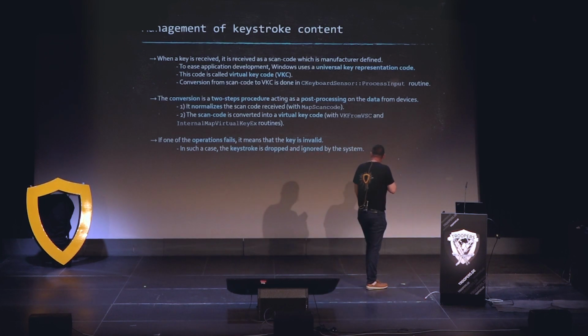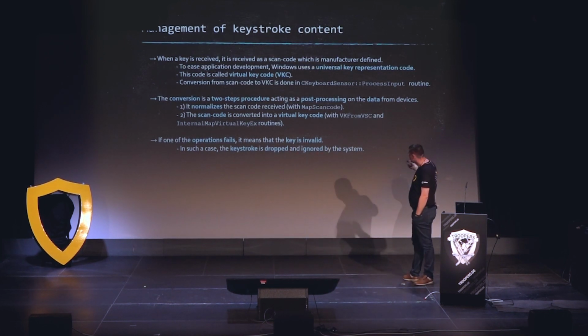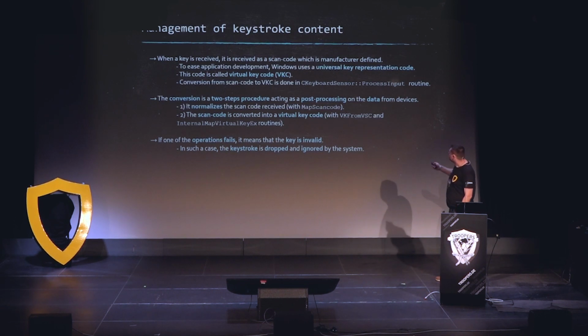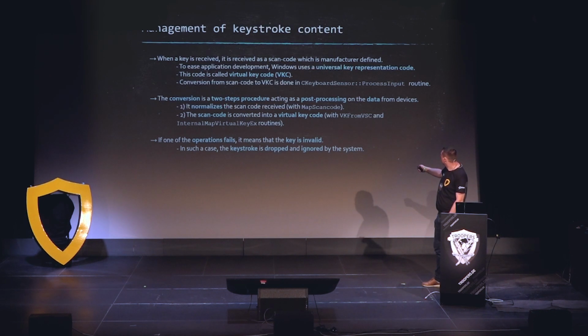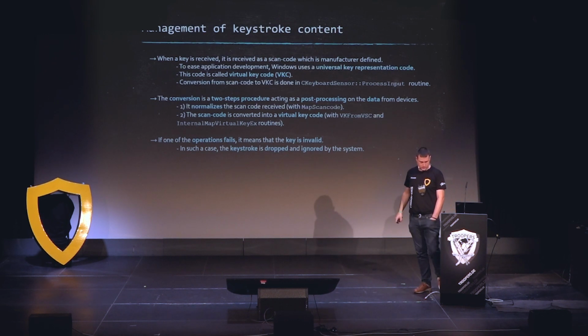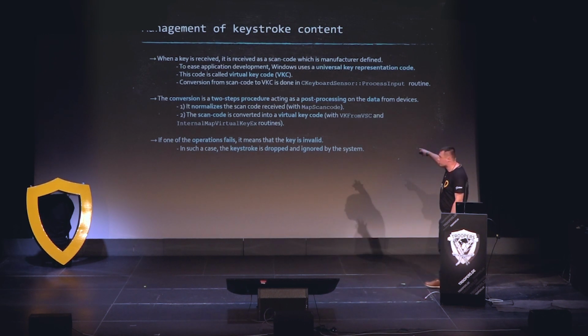First, there is a translation from scan code to virtual key code to have a universal key representation. This conversion is a two-step procedure. The first is to normalize the scan code received with the MapScanCode routine. And the second is to take this scan code and convert it to a virtual key code thanks to the VirtualKeyCodeFromVirtualScanCode and InternalMapVirtualKeyEx routines. So this is internal stuff from Microsoft. It's highly undocumented, as I told you from the beginning. But these are the procedures.